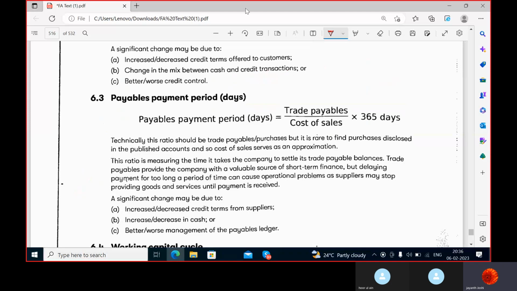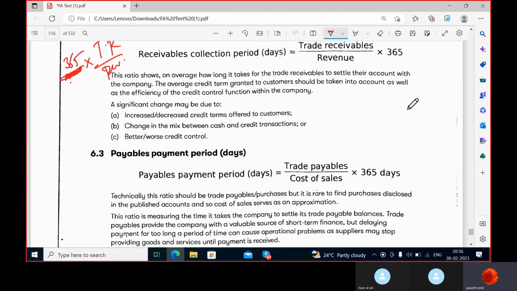Next comes the, and there is one more thing you should understand. You should read the text completely before the test. Read each and every point of the text. I'll give you some good testing questions from some other sources even, and I'll see how you're going to answer those questions even. Okay, now payables payment period.